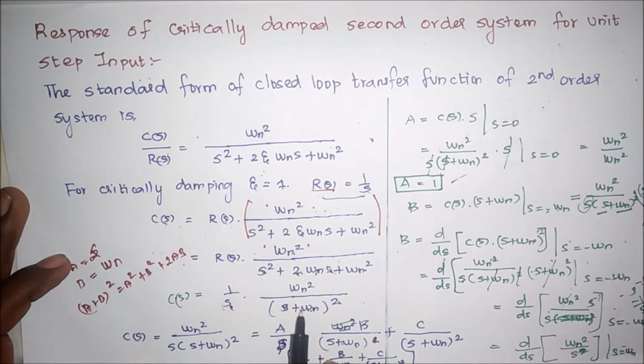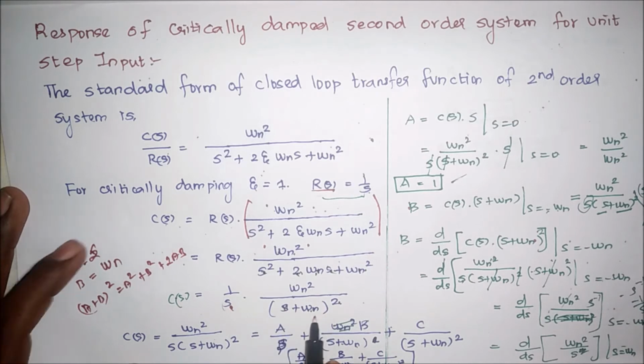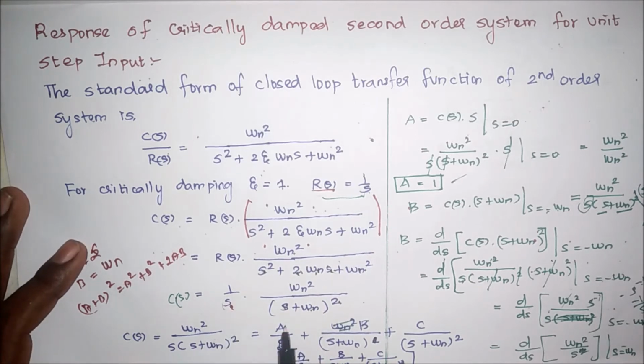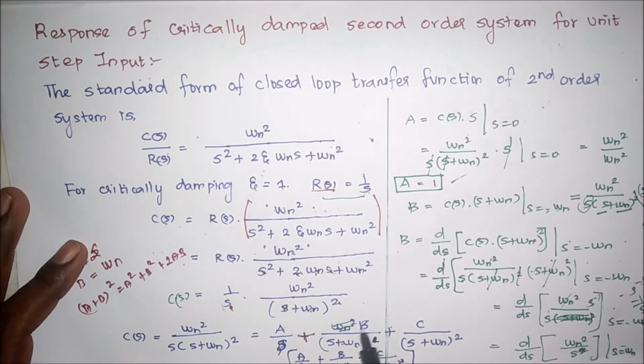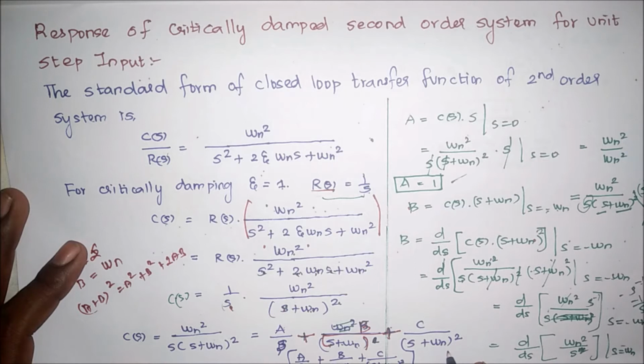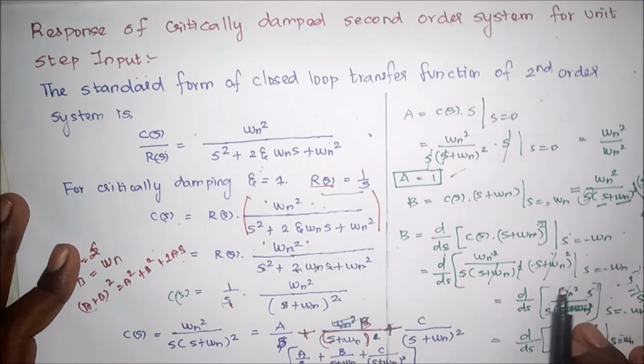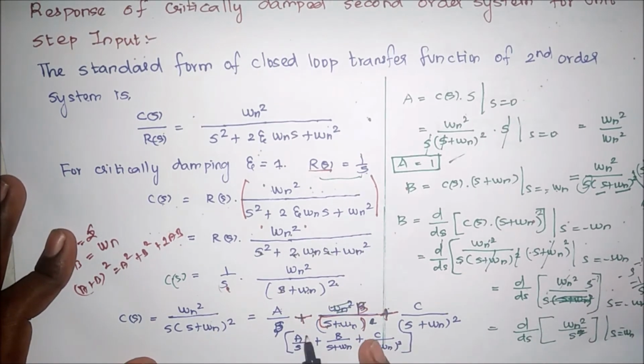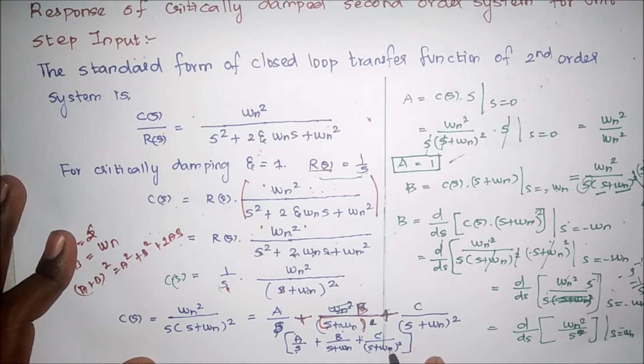For the partial fraction, this is a square term. Therefore, for the S term alone, A divided by S, plus B divided by (S plus omega n), plus C divided by (S plus omega n) square.